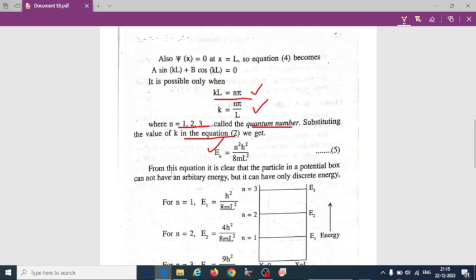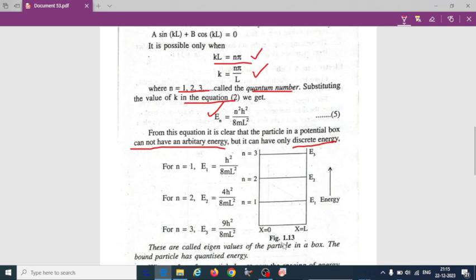This is very important. From this, many questions are going to be asked on energy eigenvalues of potential well. From this equation, it is clear that a particle in a potential box cannot have an arbitrary energy, but it can have discrete energy, En, as we know. So n can have the values of 1, 2, 3 and so on. That's why energy here is not continuous, it is discrete in nature.